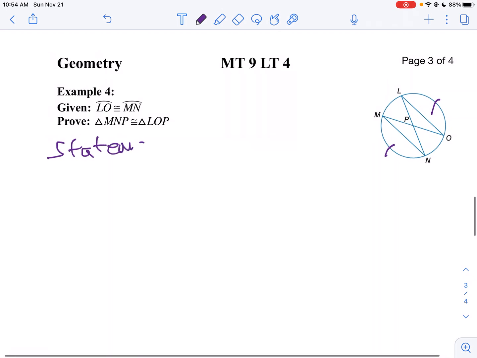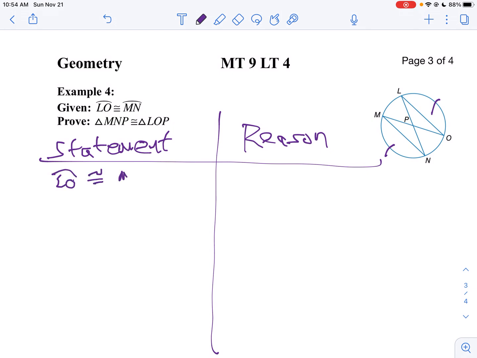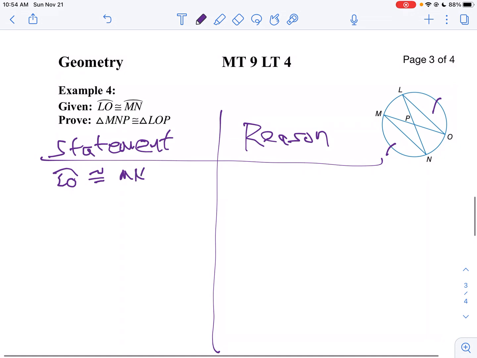these, and reason. I'll start with my given, because that's how we start any proof. So I'm going to say arc LO is congruent to arc MN. Why do I know that? Because it's given.